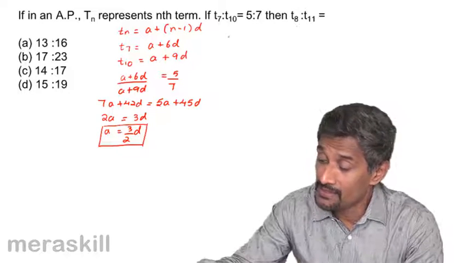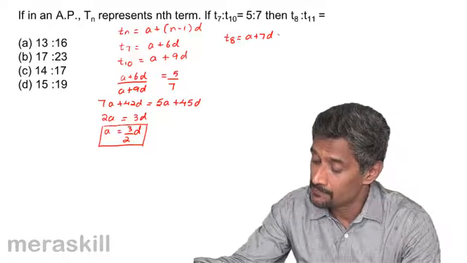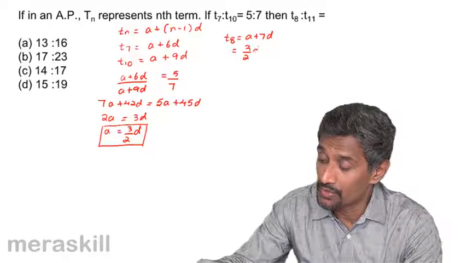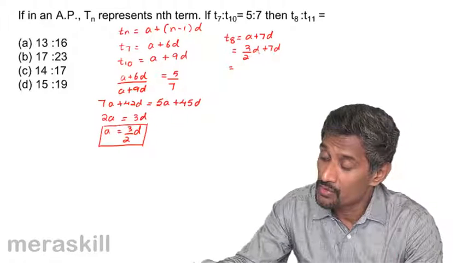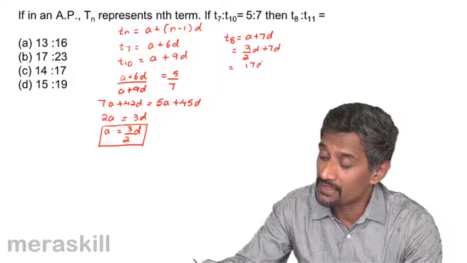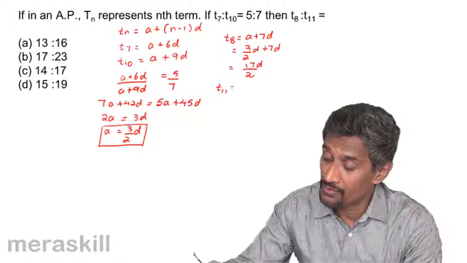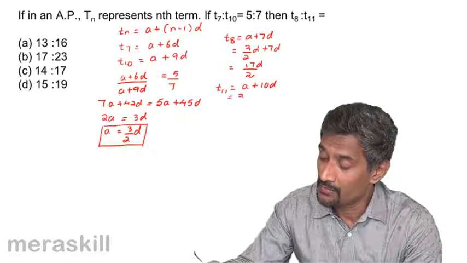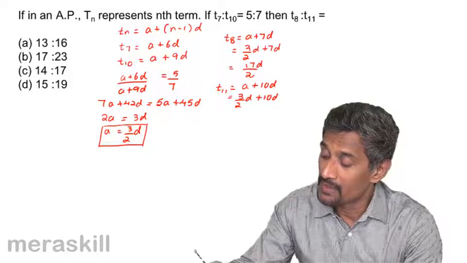Now on similar basis, T8 will turn out to be A plus 7D. Instead of A, you can write 3 by 2 D plus 7D, which will turn out to be 2 7s are 14 plus 3, 17D by 2. Then T11, which would be A plus 10D. A is nothing but 3 by 2 D plus 10D, 20 plus 3, 23D upon 2.